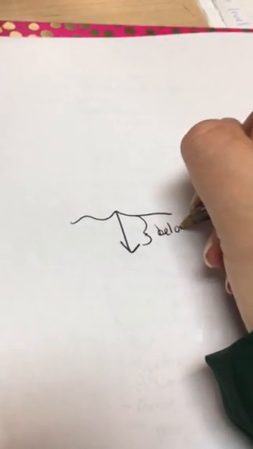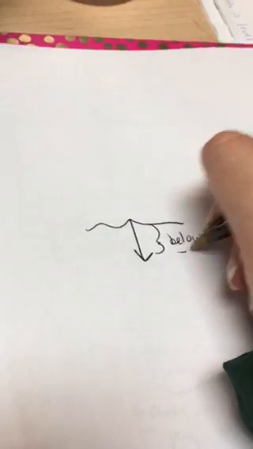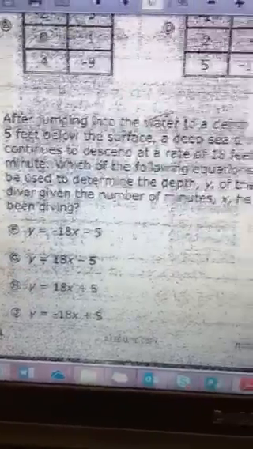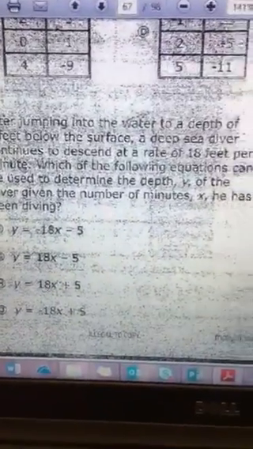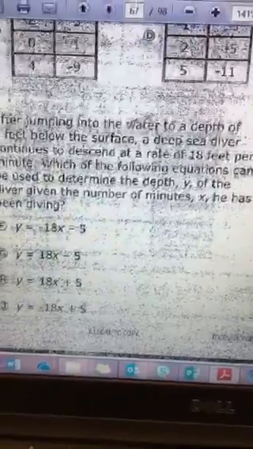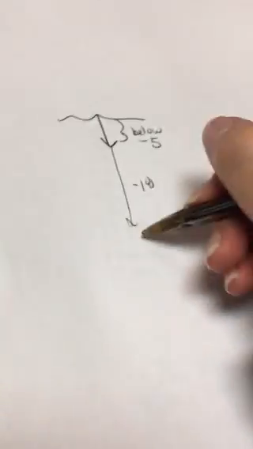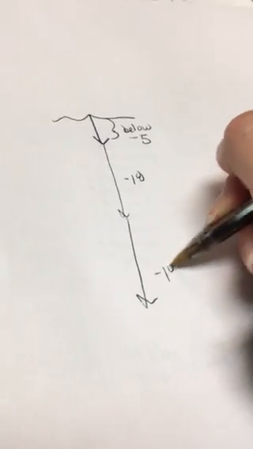Well, below would be -5. So I go back to the choices. Can't be H, can't be J. Okay, so now I just have to figure out if the 18 is positive or negative. The deep sea diver continues to descend at a rate of 18 feet per minute. So descend means I keep going down. In 1 minute, I go down 18. Another minute, going down another 18. So you probably already know that 18 needs to be negative. The answer choice is F.